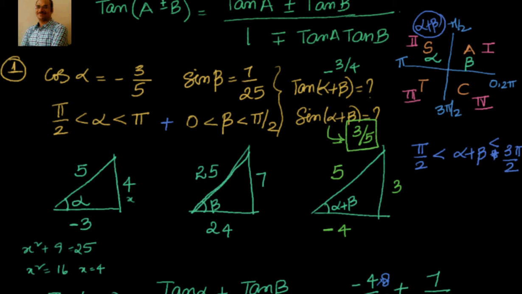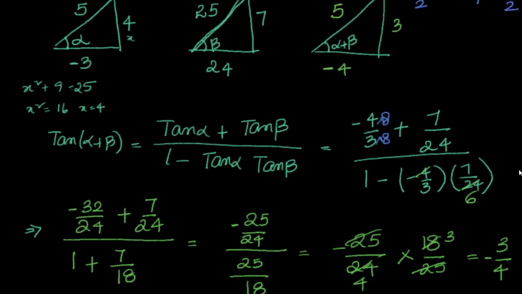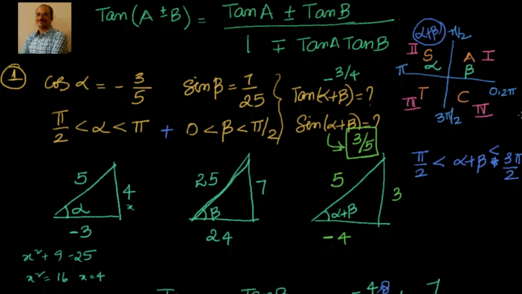Let me repeat that again. We found tan(alpha plus beta) equal to minus 3 by 4. Now I know that alpha is between pi by 2 to pi and beta is between 0 to pi by 2. So if I look at the extreme values, alpha plus beta should be between pi by 2 and 3 pi by 2. That means it should be in either the second quadrant or the third quadrant.